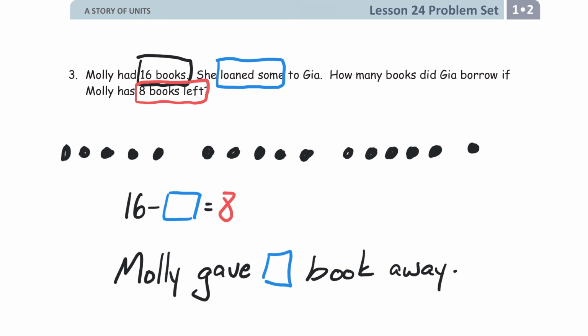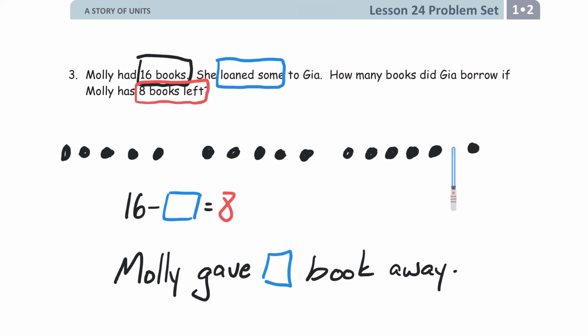Now, your job is to finish this out. You need to make groups here. You need to make a group of 8 because we know we have 8 books left. So I want you to make a group of 8 right here and label it left because that's how many she has left. Then the remaining dots, well, that's going to be the ones that she loaned to Gia. So then you're going to circle what's left and label that loaned because that's what she loaned away. Then you'll have your mystery number and you can fill those spots in.